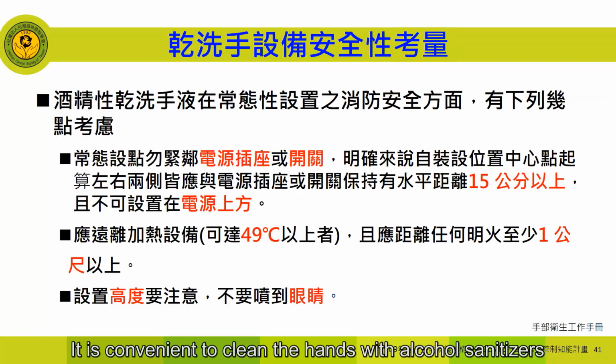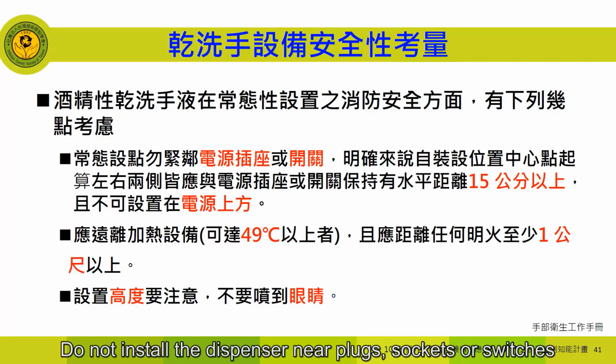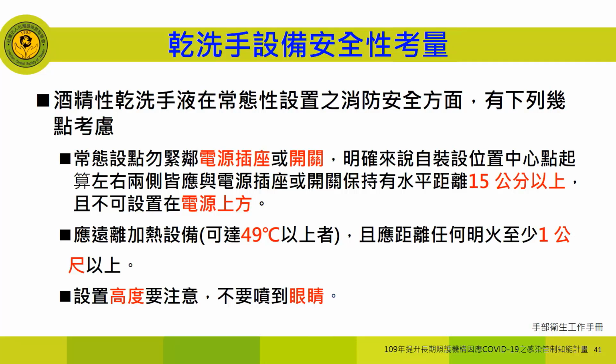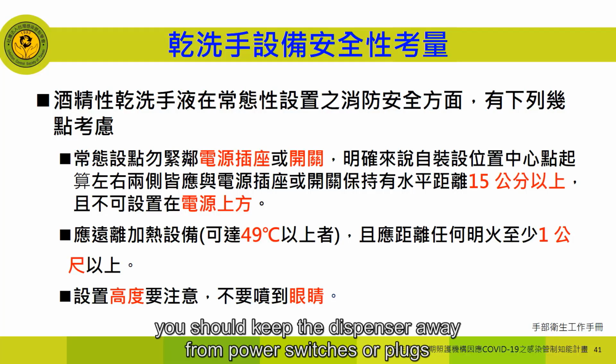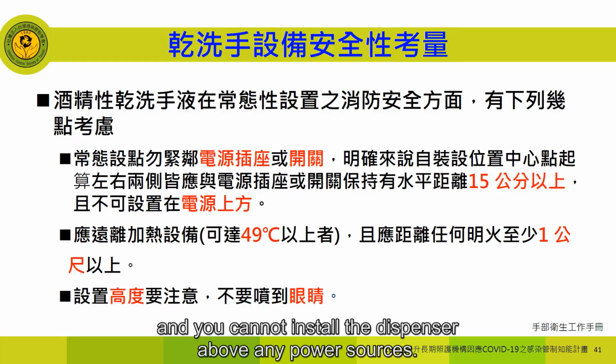It is convenient to clean the hands with alcohol sanitizers, but there are also some safety concerns. Please beware of the location for installation of dispensers. Do not install the dispenser near plugs, sockets, or switches, because when the plugs or switches operate, there might be danger. More specifically, starting from the center point of the installation location, you should keep the dispenser away from power switches or plugs for at least 15 centimeters. And you cannot install the dispenser above any power sources.